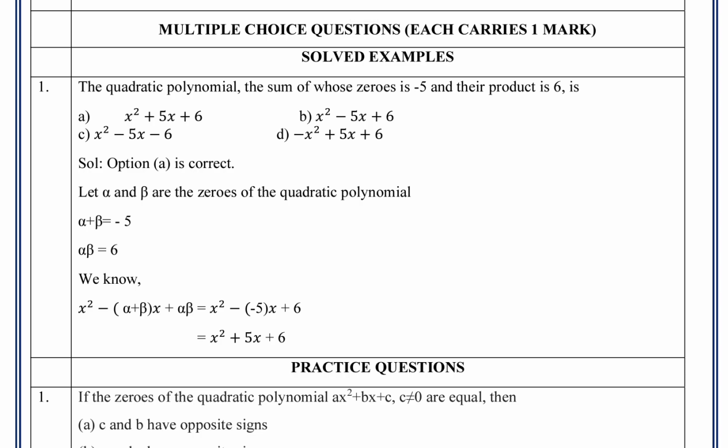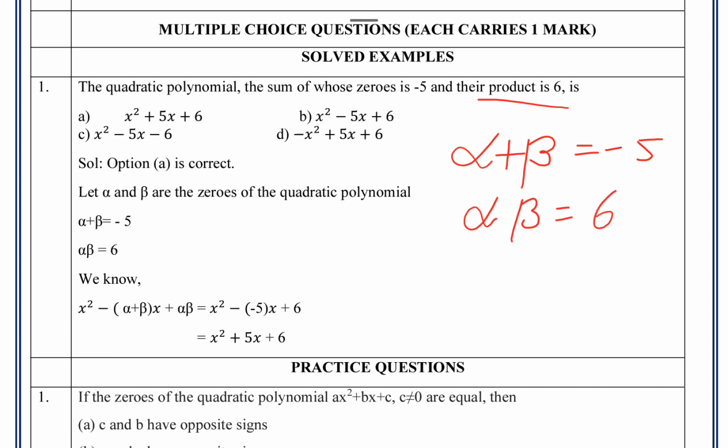The sum of whose zeros is minus 5. Sum of whose zeros means alpha plus beta. Alpha plus beta equals minus 5, and the product is 6. Alpha into beta equals 6. So one very important formula is that I will disclose here now.